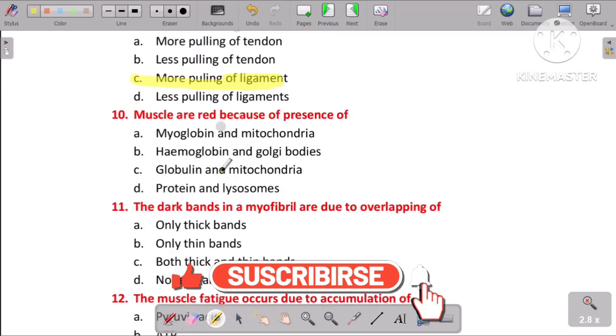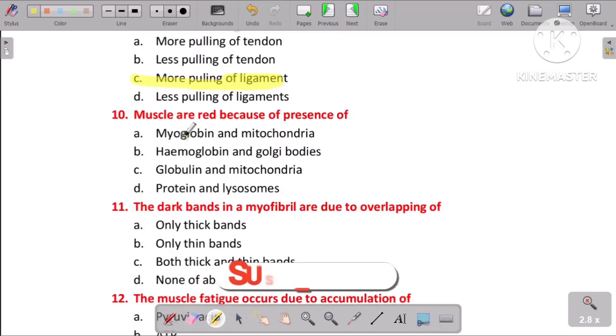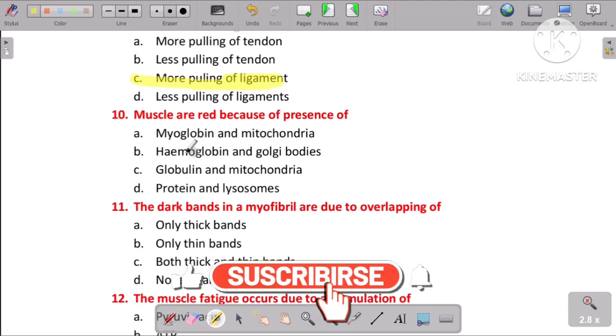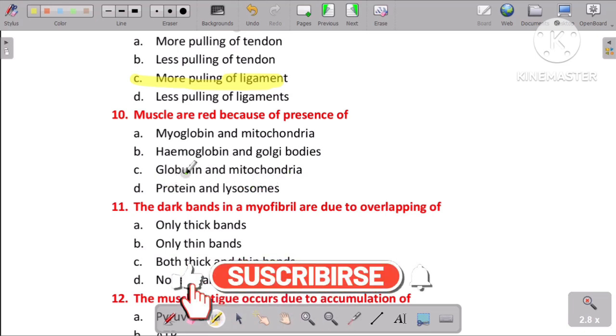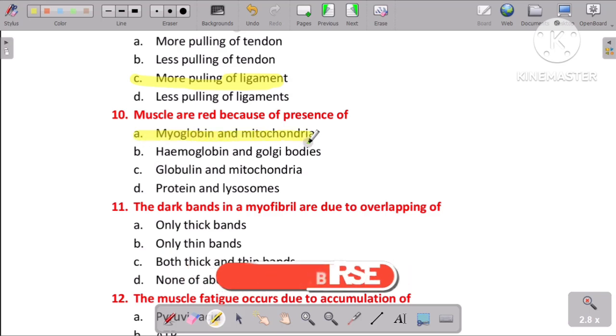So the next question is muscles are red because of presence of option A myoglobin in mitochondria, option B hemoglobin in Golgi bodies, option C globulin in mitochondria, option D protein in lysosomes. So beta, the right answer is option A myoglobin in mitochondria.